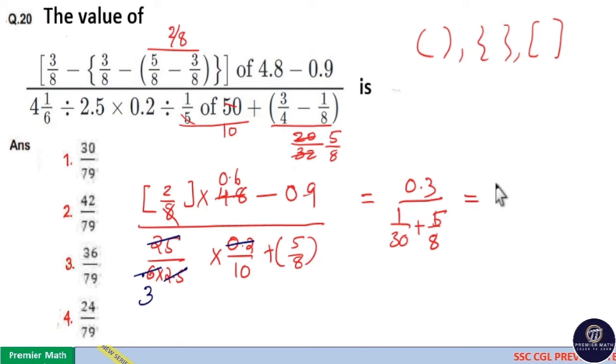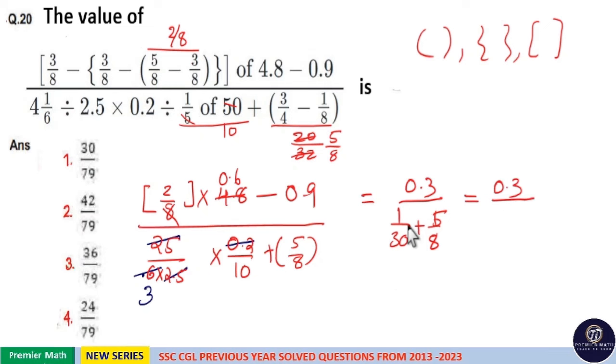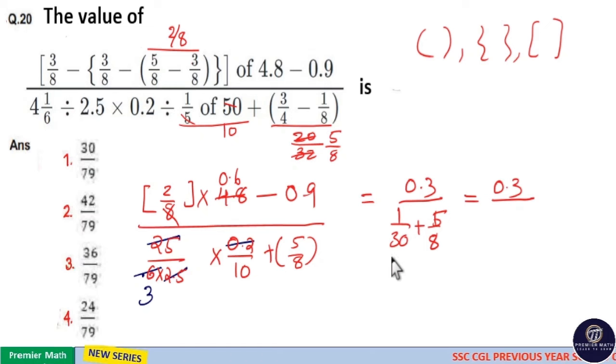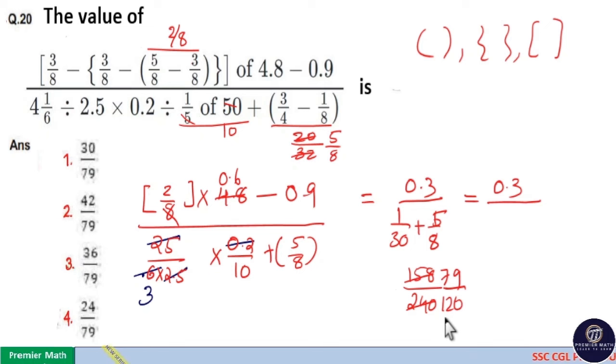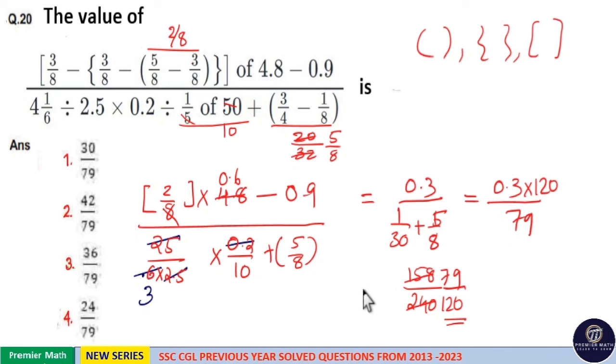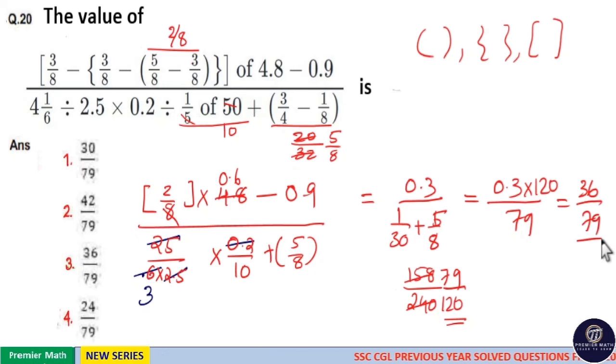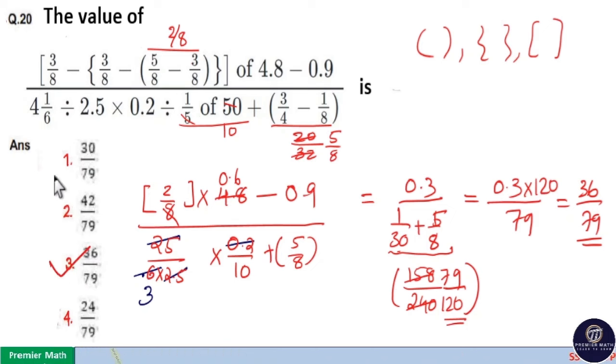Now this will become 0.3 divided by, this is 8 plus 150, that is 158 by 8 into 30, 240. If I divide it by 2, this is 120 and this is 79. So in the denominator you have 79 by 120. So which means 0.3 into 120 by 79. So this is equal to 0.3 into 120, which means 36. So this is equal to 36 by 79. Option 3 is your answer.